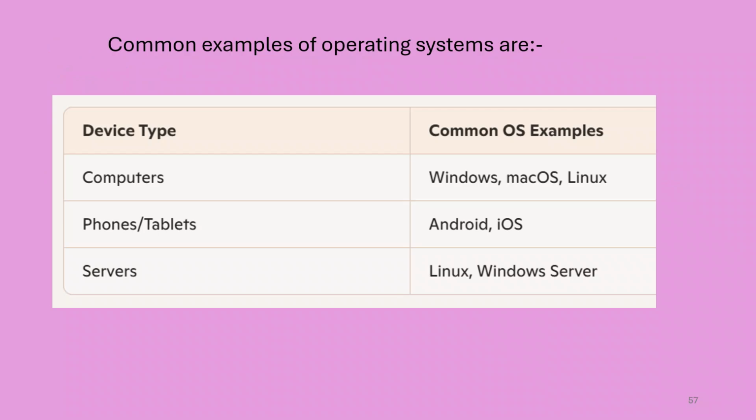Common examples of operating systems: the device type is the computer, and the operating system on a computer can be Windows, Mac OS or Linux. The operating system on my computer is Windows.